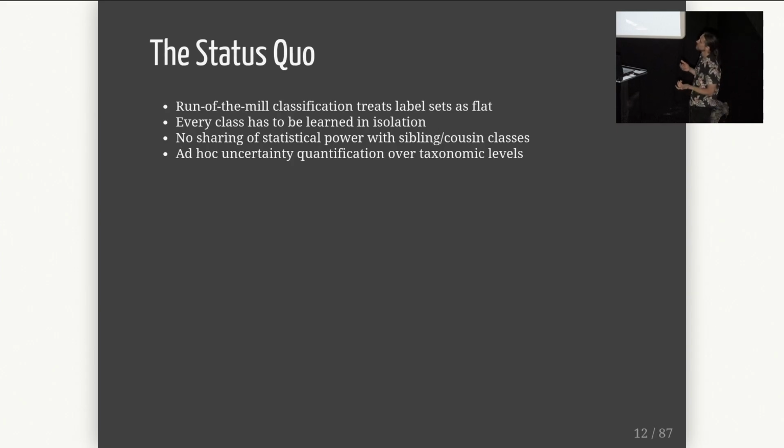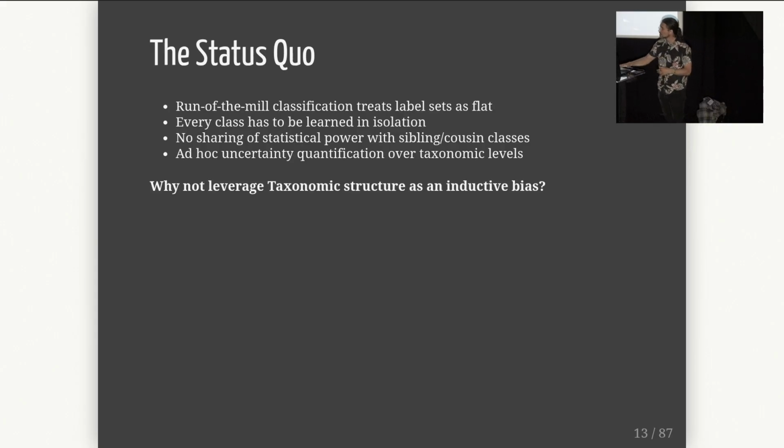But with the standard run-of-the-mill approach, a lot of times we don't have a way of sharing statistical power between those groups. And also if you want to quantify, at the root of the tree, am I in branch A or branch B? You just have to aggregate probabilities over all the classes at the leaf level, all under A or under B, and that's kind of ad hoc.